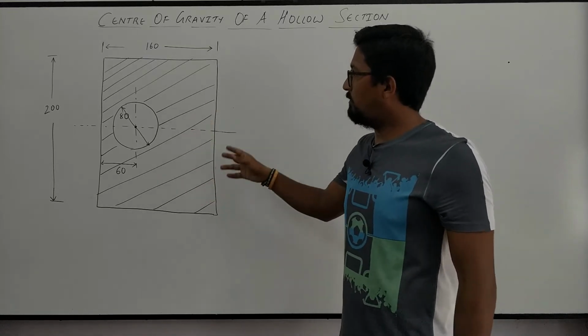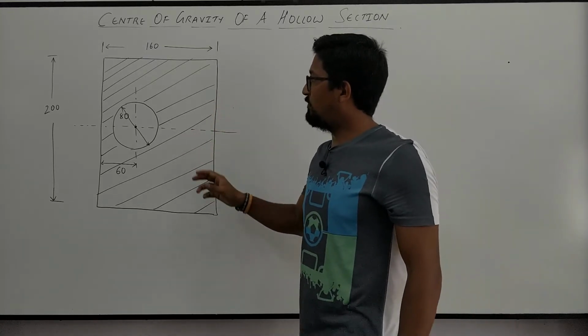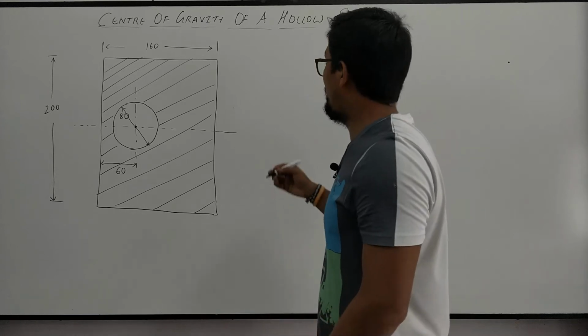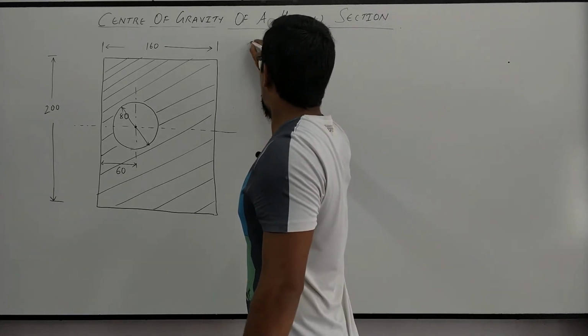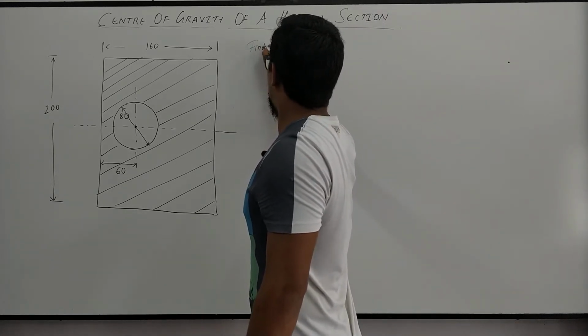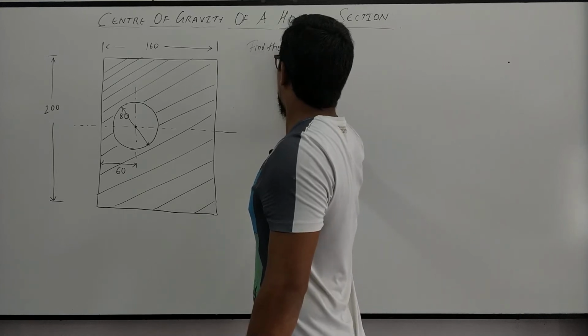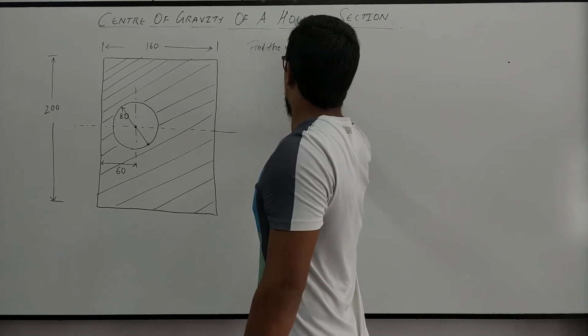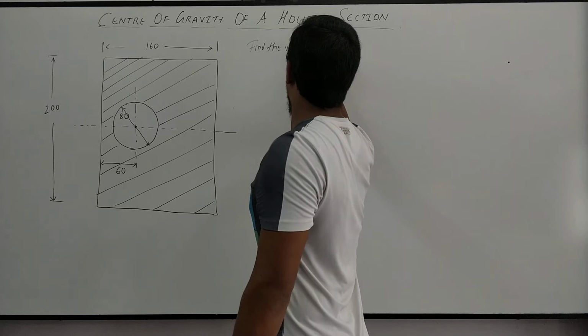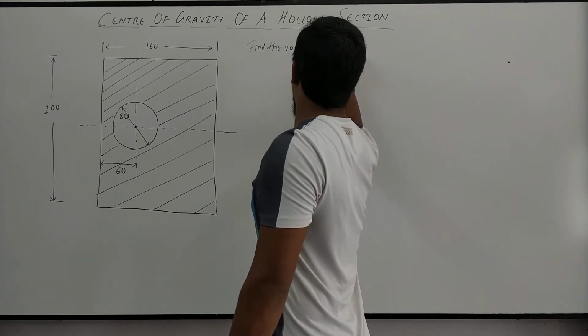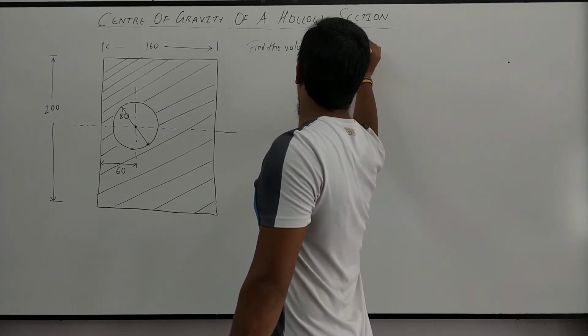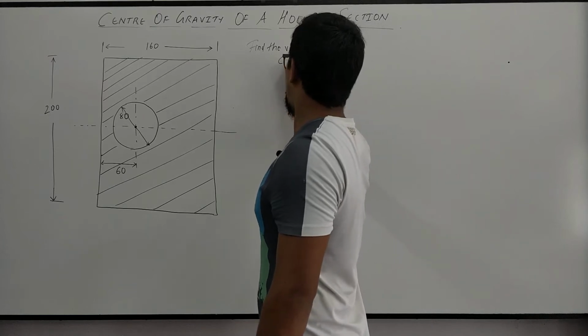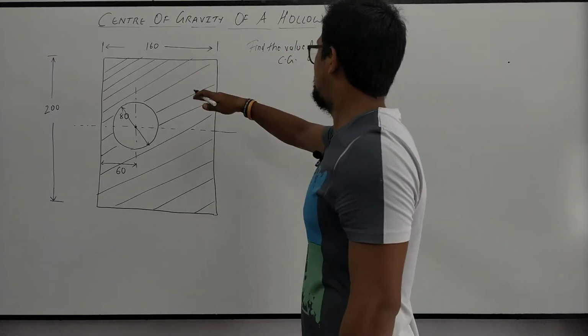So this is the problem which is given to us, and we have to find the value of x bar and y bar, or in short we can say we have to find the CG for this section.